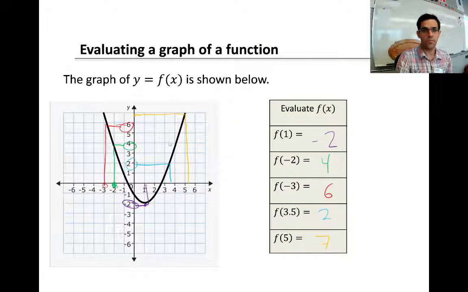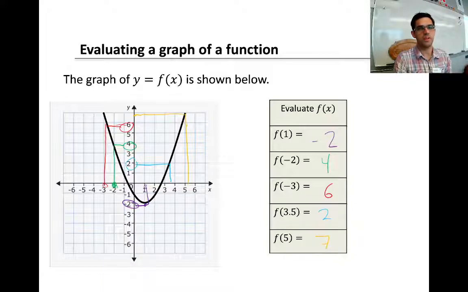Here's a curve, it's a quadratic, fun fact. We can evaluate f of 1, f of -2, f of -3, f of 3.5, f of 5 accordingly. You just find the input value, go up or down until you hit the curve, and then find the output value.